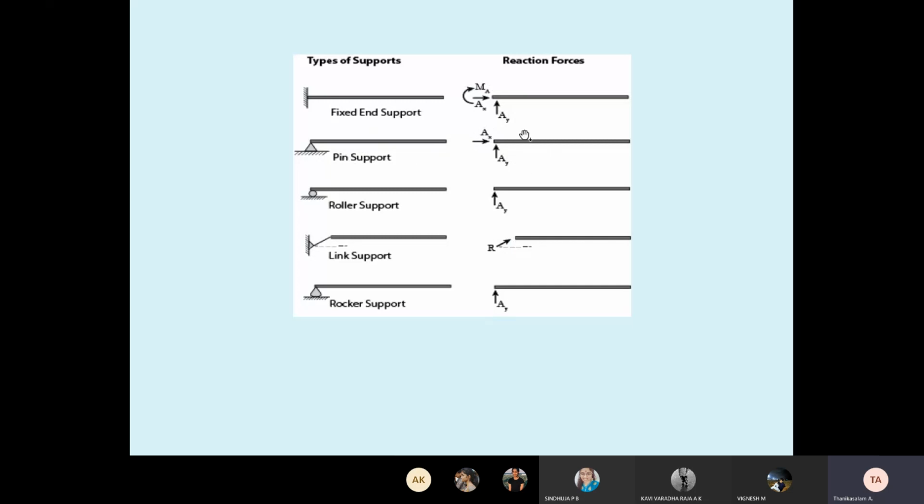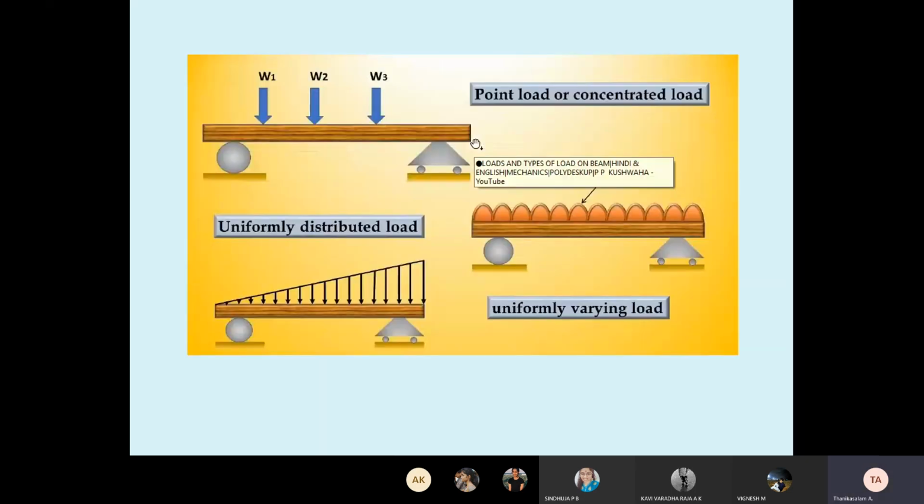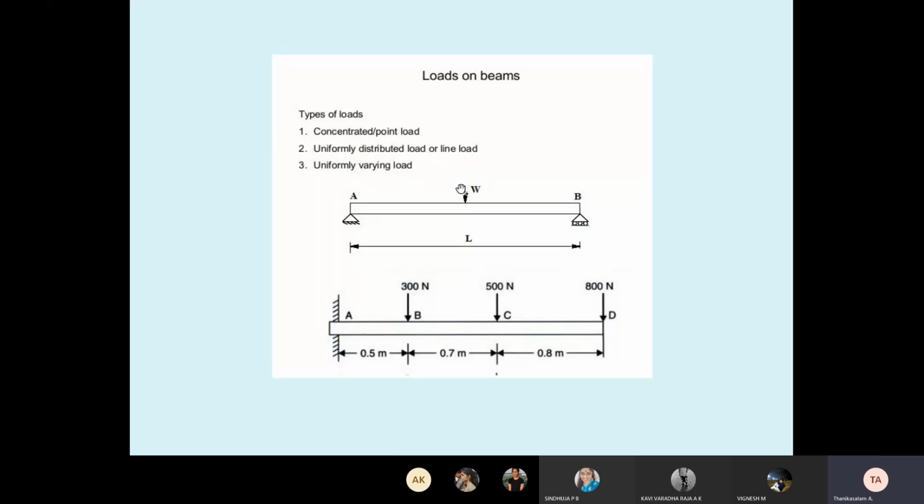So the pin joint, 2 reactions, Rx, Ry. Roller support, only 1 vertical reaction. Simple support, only 1 vertical reaction. Fixed support given, Rx, Ry, and couple moment. And 3 types of load act. One is point load. Point load means a load acting at a particular point. This is an example of point load.